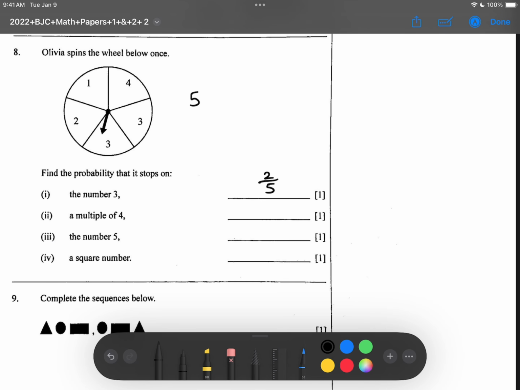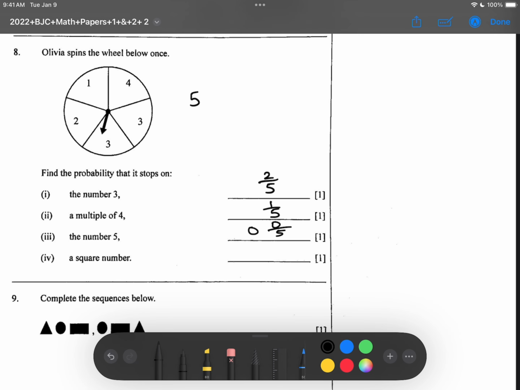A multiple of 4. Our multiples: 4, 8, 12, 16, and so on. There's only one multiple of 4, so 1 over 5. The number 5, there are no number 5's. So 0 out of 5, or 0.